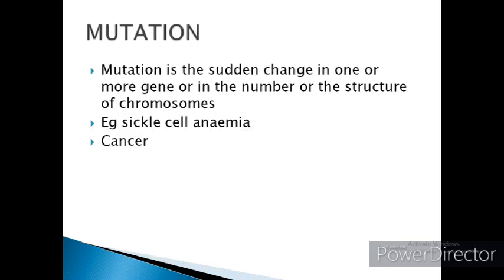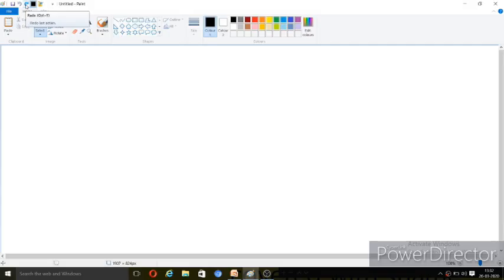Now we'll be talking about mutation. Mutation is a sudden change in the number of chromosomes, the structure of DNA, or the shape of the chromosome. In short, it is a change that happens in the chromosome or DNA. Some examples of mutation are sickle cell anemia and cancer. Cancer is also a result of mutation.